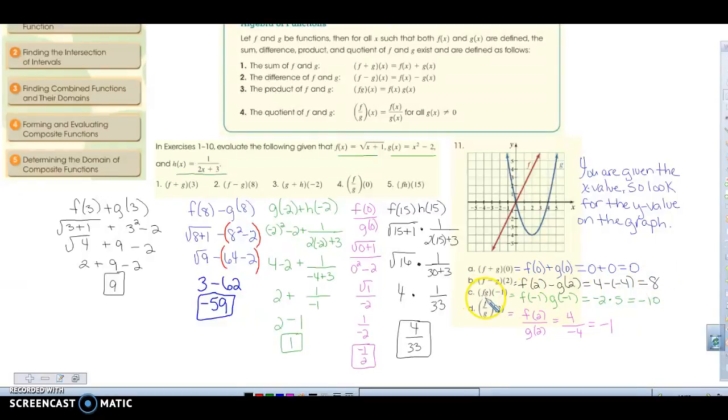Let's take a look at f times g of negative 1. On the red graph, the f graph, looking at x equals negative 1, the output here where I'm pointing is negative 2. On the g graph, looking at where x equals negative 1, the output here is 5 for the y value. Multiplying those together, we get negative 10.